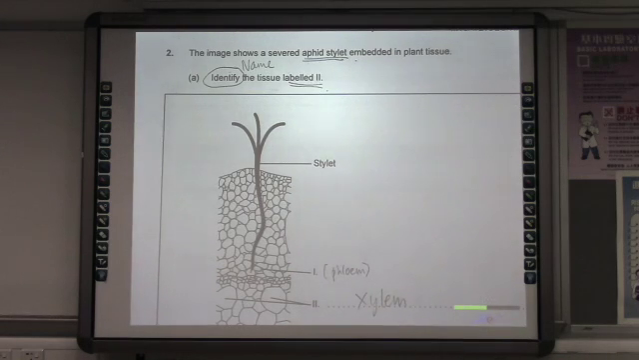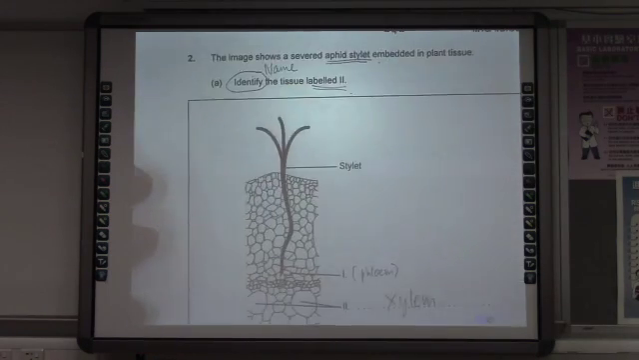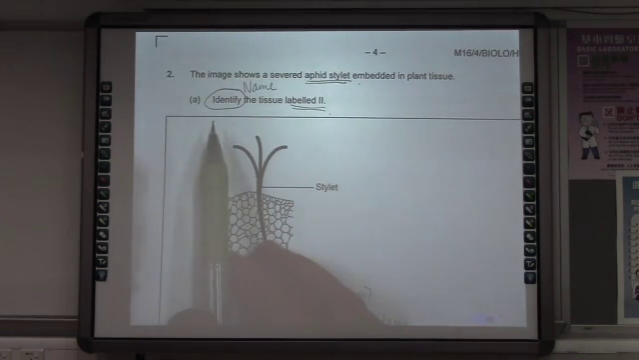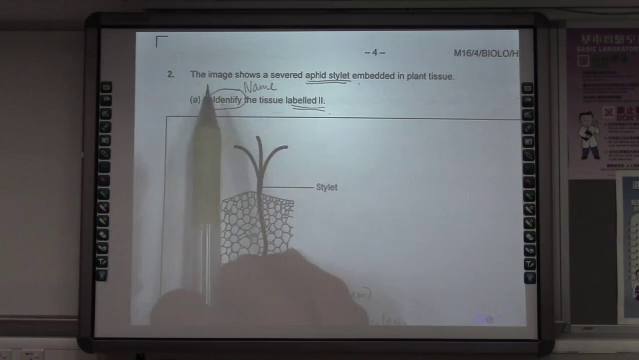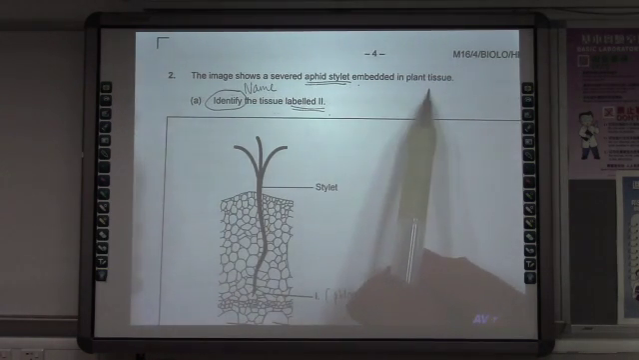This time, let's look at question 2 of the same paper. This is year 2016, paper 3 for high level. Have this image, this diagram in your paper. Do not miss any instructions, so look at all the working carefully. The image shows a severed aphid stylet embedded in plant tissue.